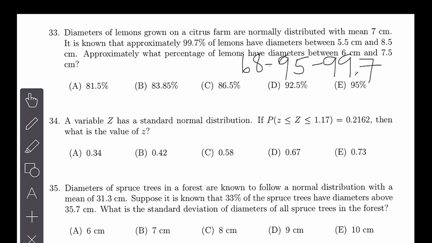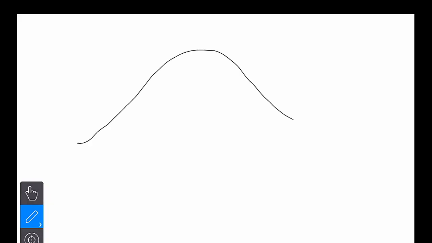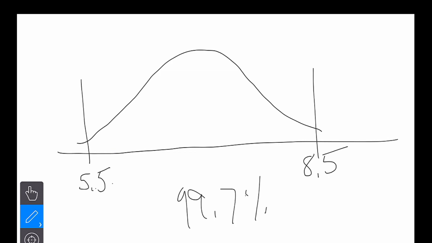So it's between 5.5 and 8.5 that there's 99.7%. You're told that's 3 standard deviations away, because 99.7% of the observations are between here and here, with the middle at the center. That should be 3 standard deviations here. So can you guys think about this? What is sigma?